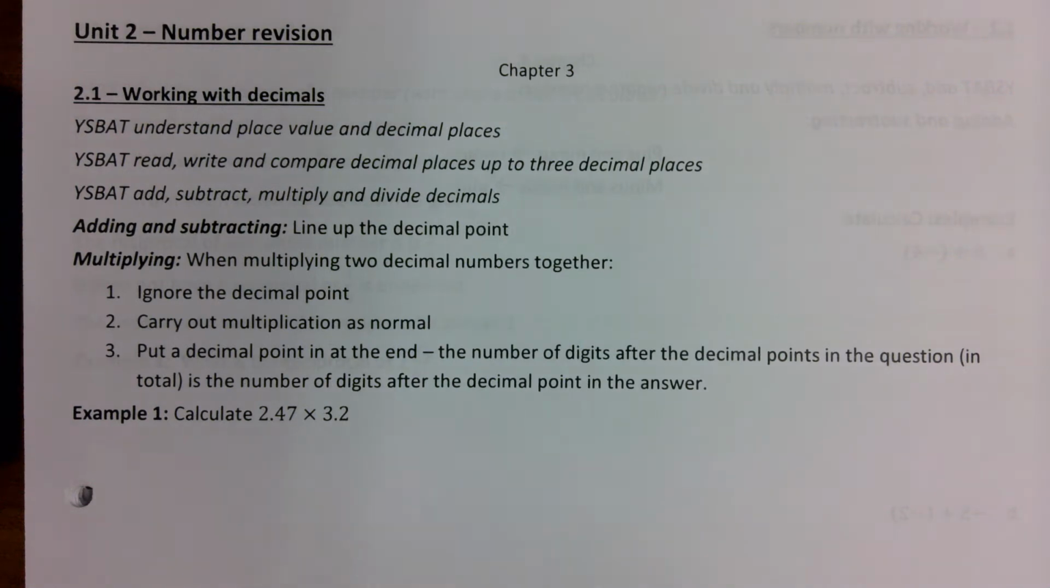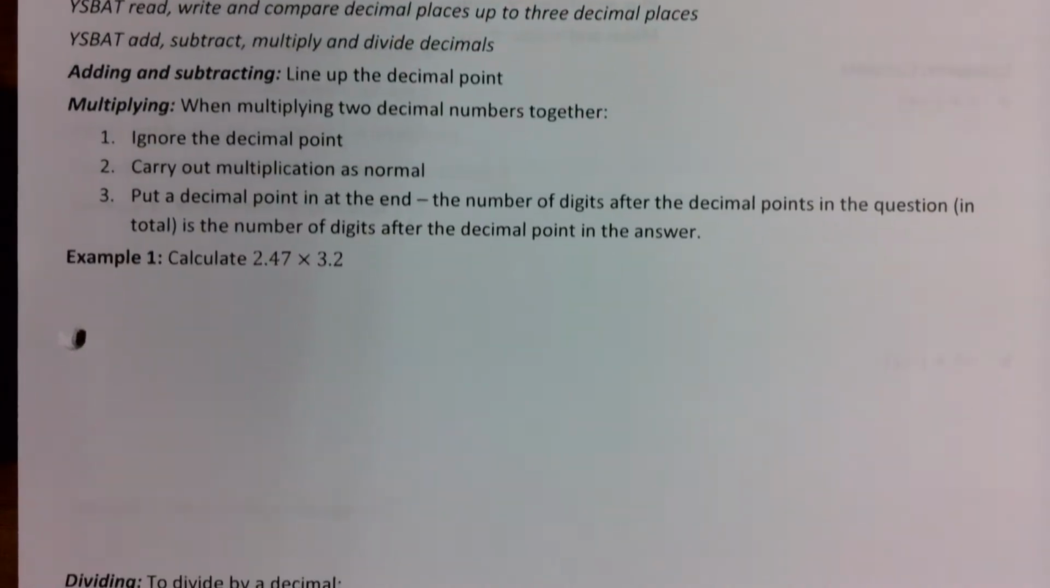So this is GCSE M3 notes. We're on Unit 2 and we're looking at number revision. So this is generally stuff from Key Stage 3, so just a wee bit of a reminder then about how these things work. So 2.47 times 3.2 then will be our first example.